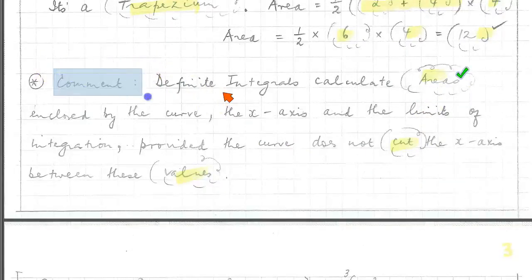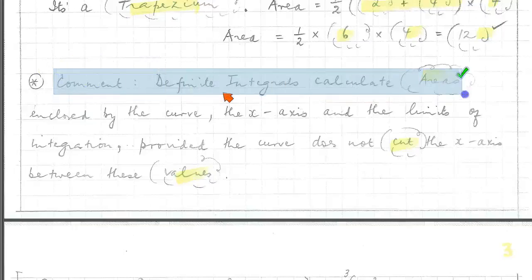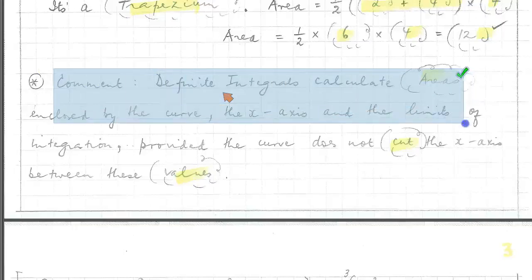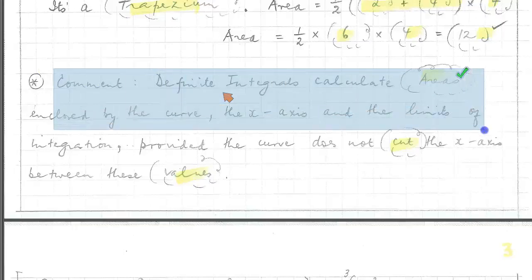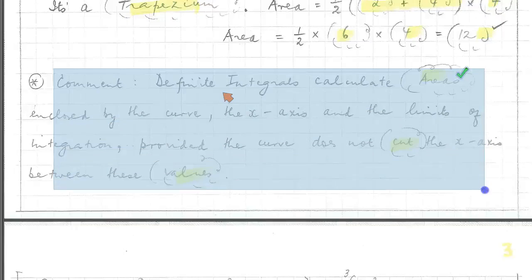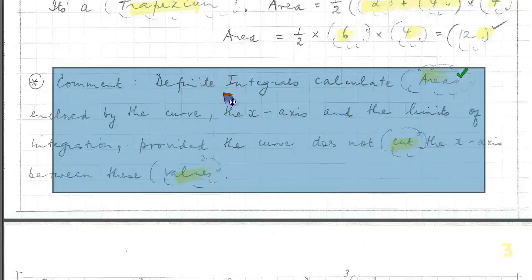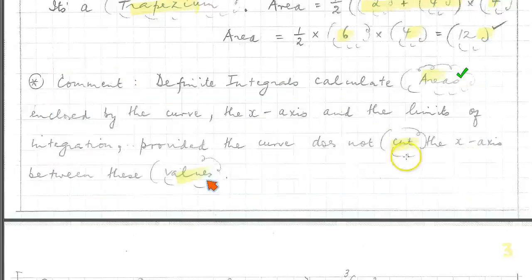Definite integrals calculate areas enclosed by the curve, the x-axis, and the limits of integration, provided the curve does not cut the x-axis between these values. So now you know what a definite integral gives us geometrically. This is very interesting. Let's continue.